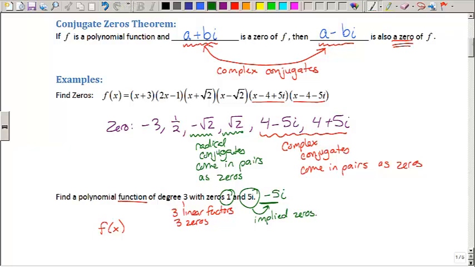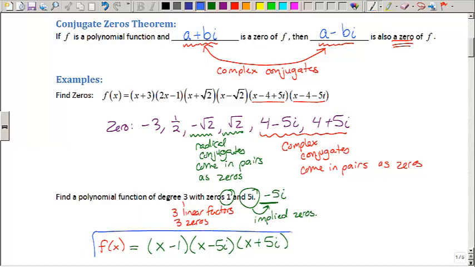Now that I have the 3 zeros, let's put them together and find a polynomial function with degree 3 with the following zeros. So f of x is equal to, if I have a zero of 1, my factor is x minus 1. If I have a zero at 5i, then my factor is x minus 5i. And if I have a zero of negative 5i, then my factor is x plus 5i. And this is my polynomial function. Instead of multiplying it out, I'm going to ask you to just leave your answer in factored form.